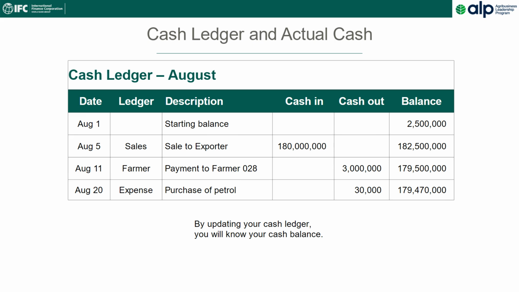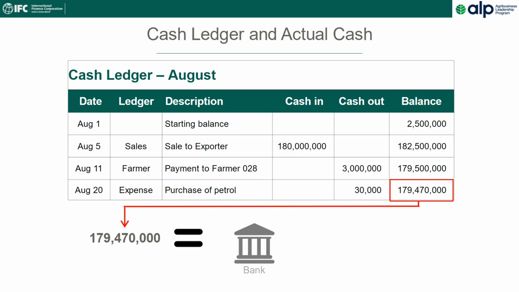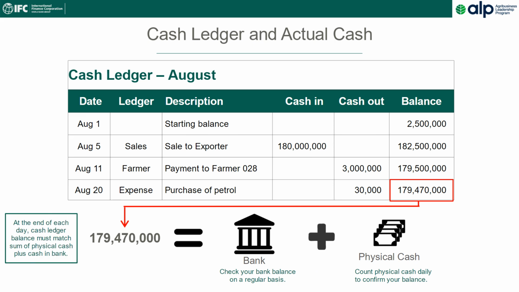On a daily basis, you must ensure that the number you have in your books matches your bank balance and physical cash on hand. If you have access to your bank account online, check it daily. If you do not have access to your bank account online, check regularly with your bank to confirm your balance. Also, count physical cash each day to confirm the balance. At the end of each day, your cash ledger balance must match the sum of your physical cash plus your cash in banks.